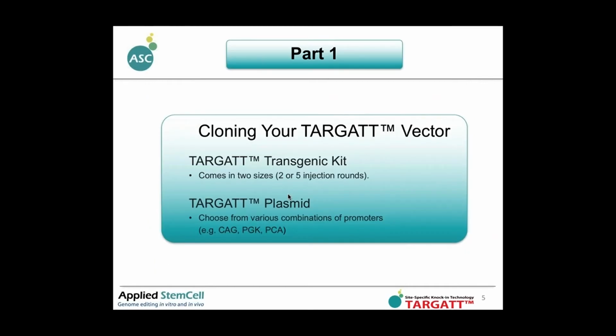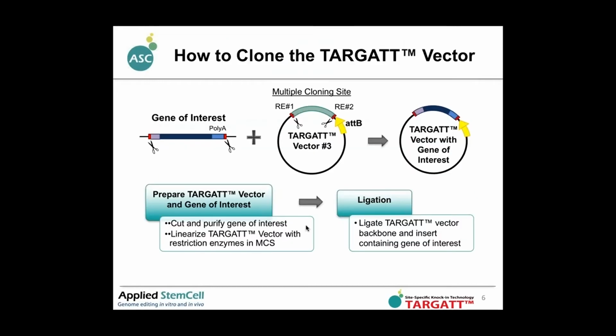Now, the first part is to clone the target vector. I just want to mention that we have a collection of TARGATT starting plasmids that contain various promoters, reporters, and lock-stop-lock cassettes, depending on the purpose of the project. So in general, the construction of the target vector takes 1-step cloning.